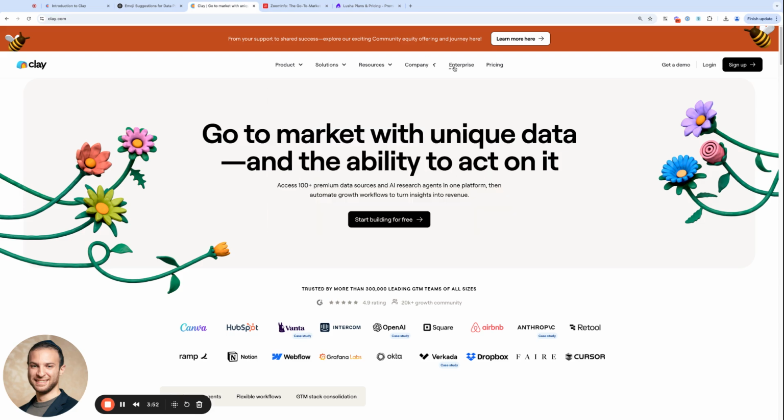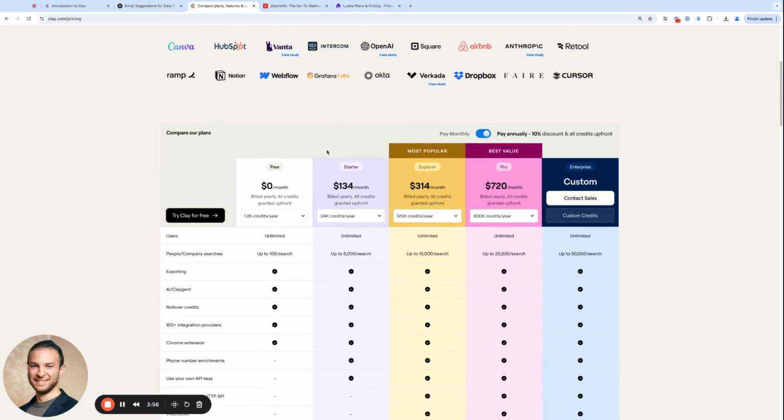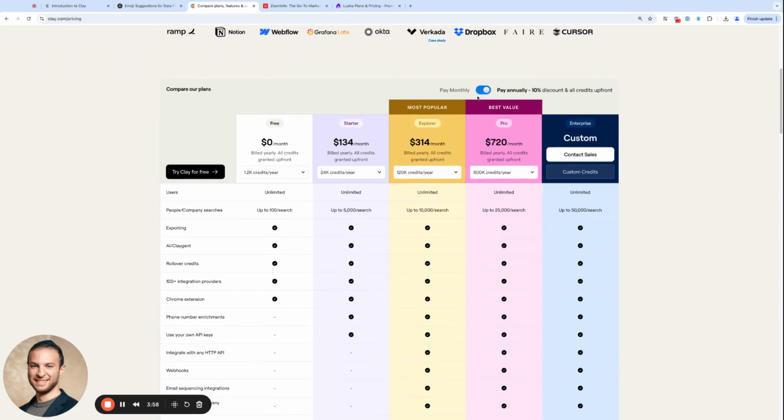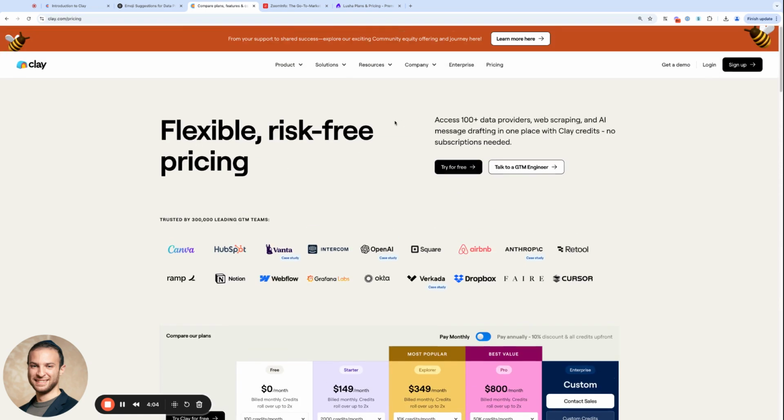And it also means that you can only access data that you need. So instead of going to buy a giant contract with ZoomInfo, you just pay Clay monthly for the amount of credits that you need, and you only spend when you get a result that you're looking for.